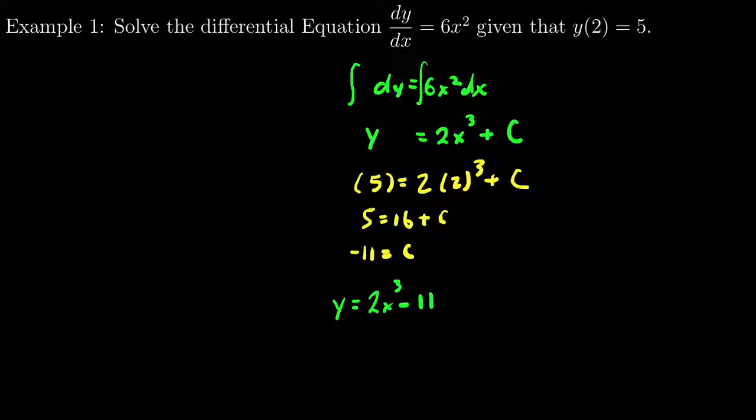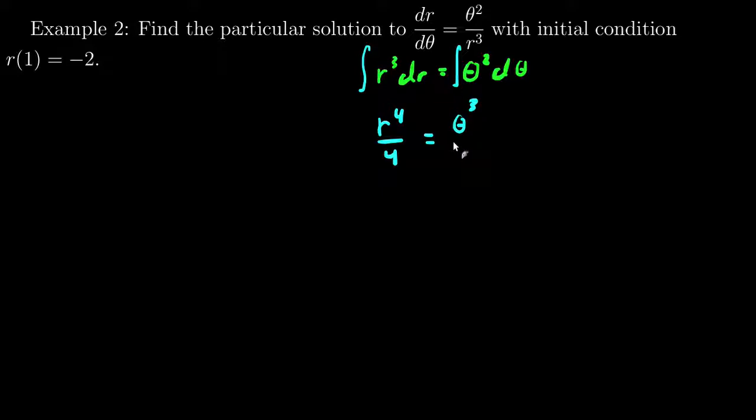Let's see two more that are a little bit escalating in difficulty. So here's one. Find the particular solution to this with initial condition r of 1 equals negative 2. And I'll start off the same way by separating the variables. In this case, I'm going to have to multiply both sides by r cubed, and so on the left I'll have r cubed dr, and multiply both sides by d theta, so that's going to equal theta squared d theta. Next thing I will do is take the antiderivative of both sides. The antiderivative of r cubed is r to the fourth over 4. The antiderivative of theta squared is theta cubed over 3.